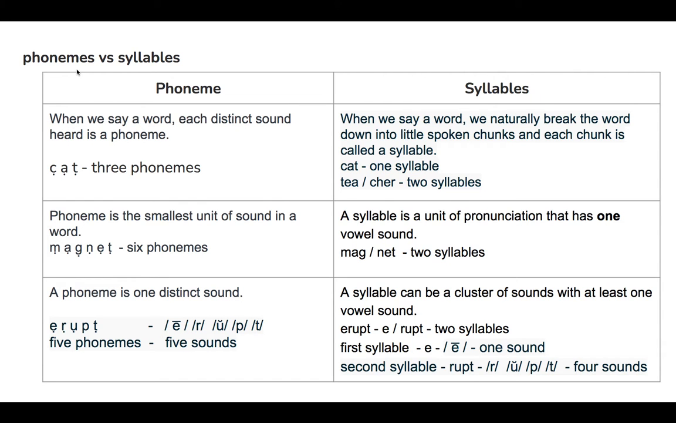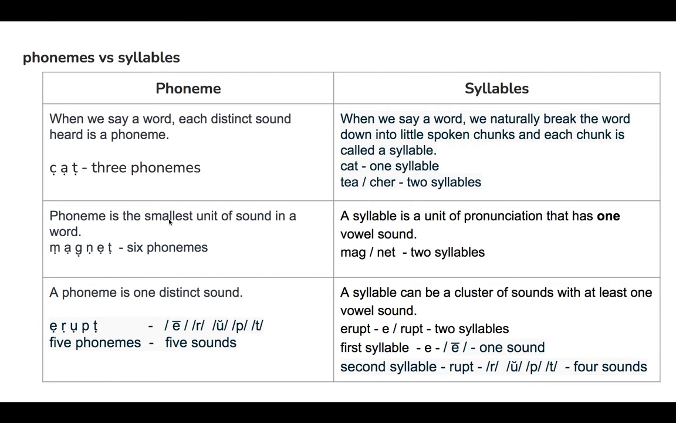Now let us see the difference between a phoneme and a syllable. When we say a word, each distinct sound heard is a phoneme. For example, cat: k, a, t. We hear three distinct sounds, so there are three phonemes in the word cat. When we say a word, we naturally break the word down into little spoken chunks, and each chunk is called a syllable. So cat will have one syllable, teacher will have two syllables.